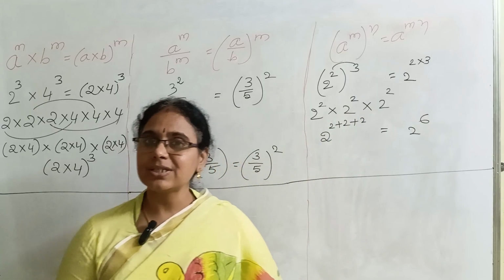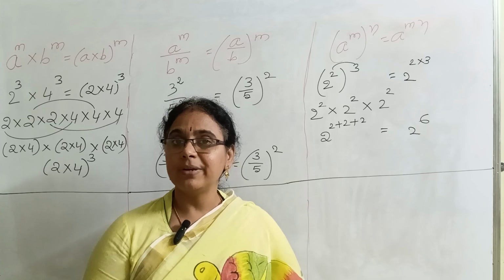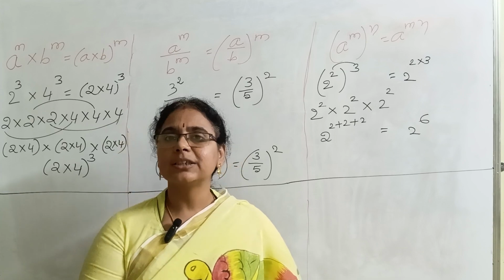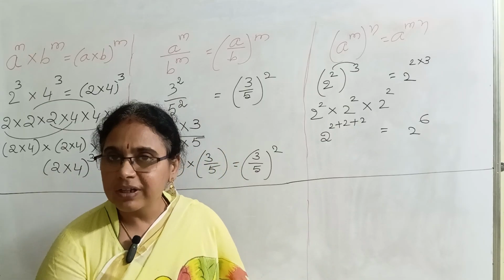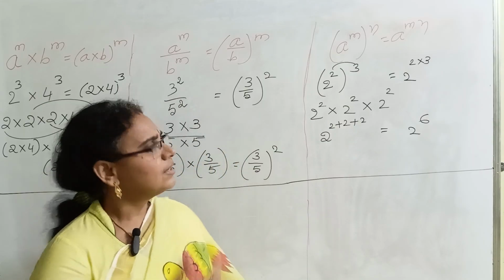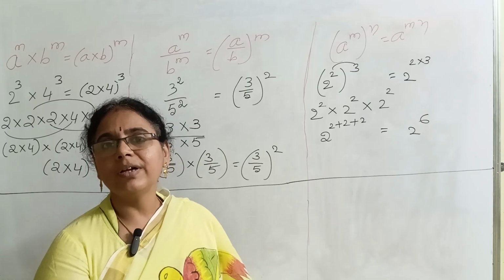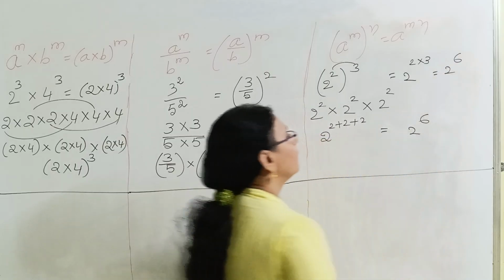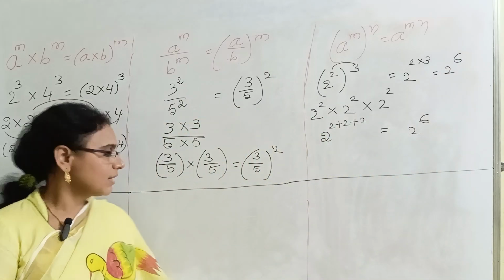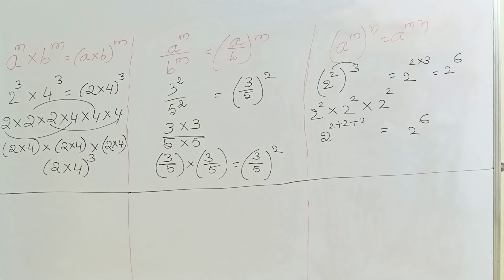Already you learned first law of exponent. Bases are same in multiplication, add the exponent. So 2 power 2 plus 2 plus 2, that is how much? 2 power 6. Without doing all these things, directly you can write 2 power 2 into 3, that is 2 power 6. Did you understand? Laws of exponents is based on these formulas. If you are good in formulas, obviously you will get all the answers.